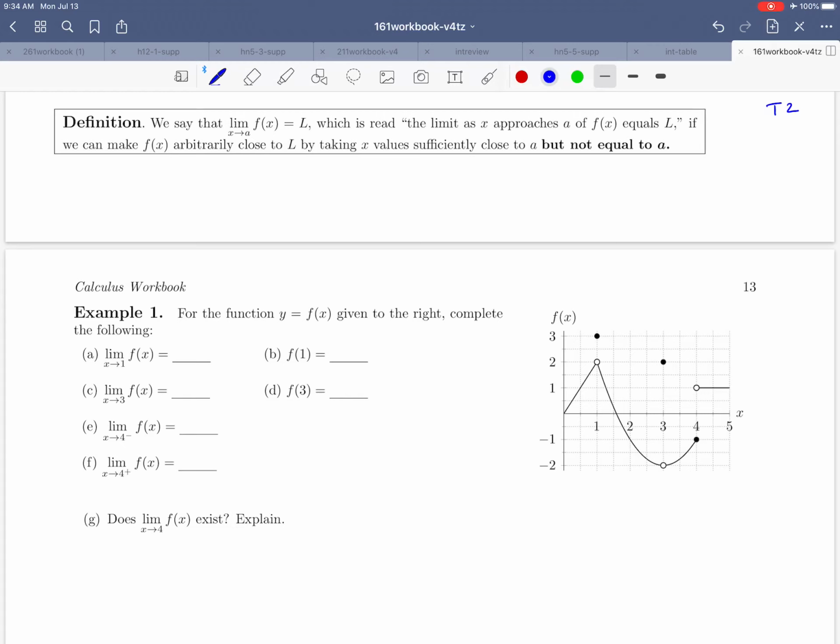Hello everybody, and welcome to section 1.2. We are looking at the bottom of page 12 here in the workbook, and the topic of this section is the limit of a function.